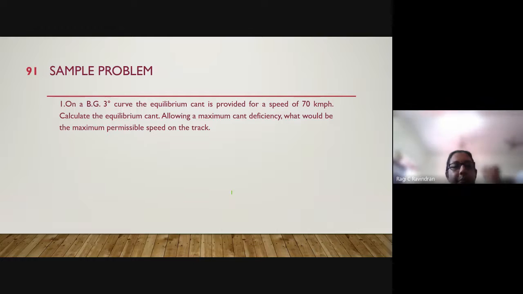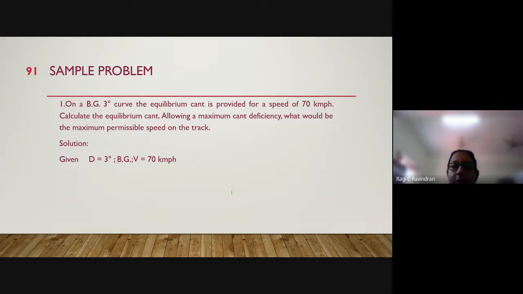This is the question. You are given a railway track section with a horizontal curve of 3 degree. It is a broad gauge track. So you are asked to find out the equilibrium cant, and the speed of the train is 70 kmph. And you can provide maximum cant deficiency. And if you are providing a maximum cant deficiency, what would be the maximum permissible speed on this track? So two things you need to find: equilibrium cant as well as the maximum permissible speed on the track.